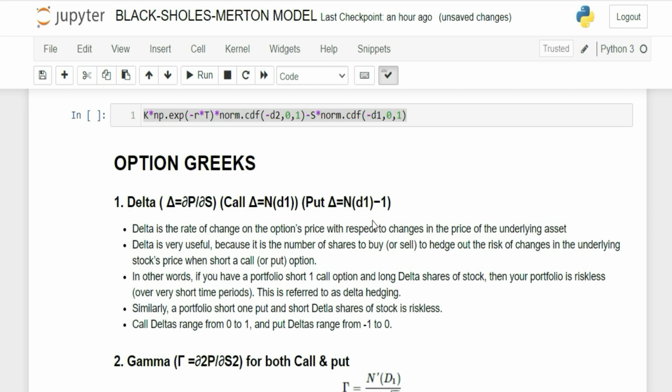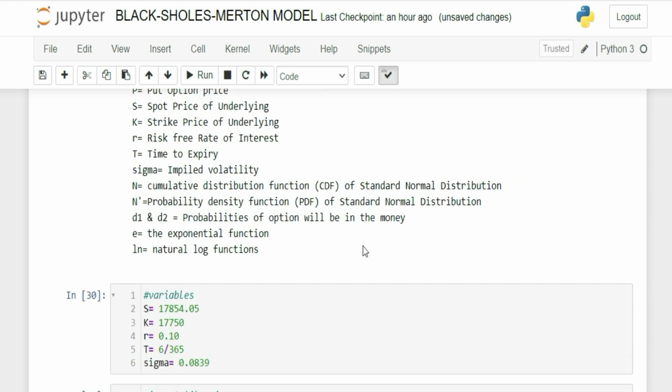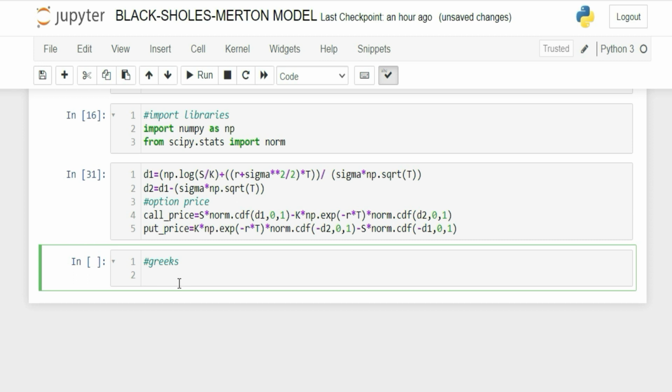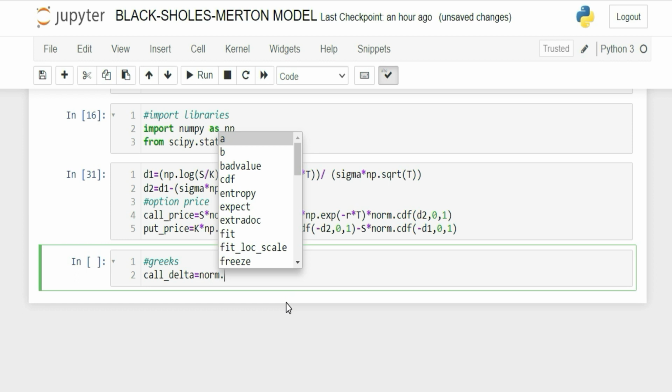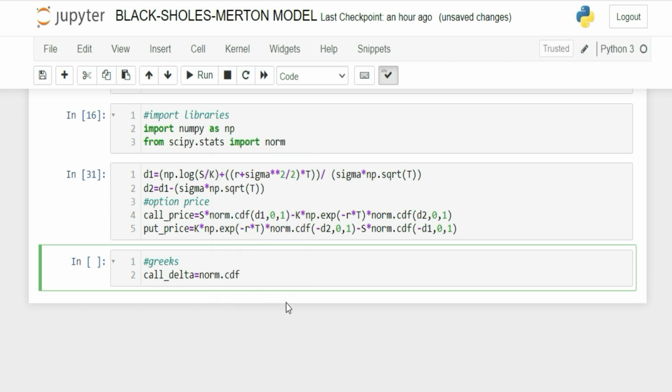Let's see what N(d1) and N(d2) are. Anyway, we are going to calculate this. So this is my call delta. The call delta is norm.cdf of d1, with 0 and 1. Okay, so this is my call delta.